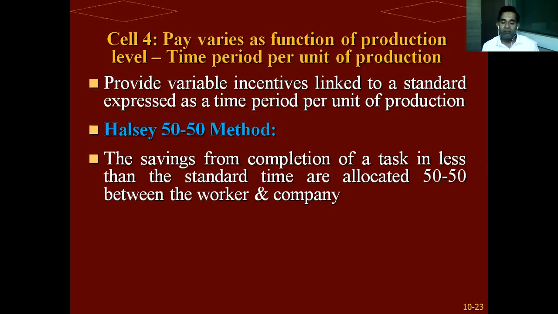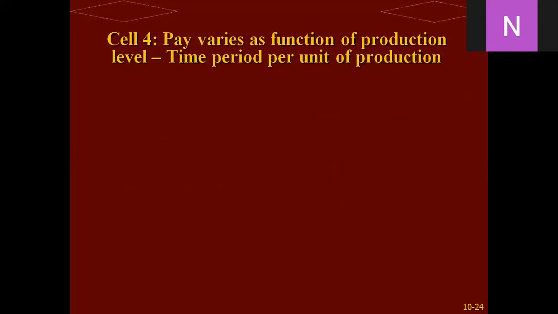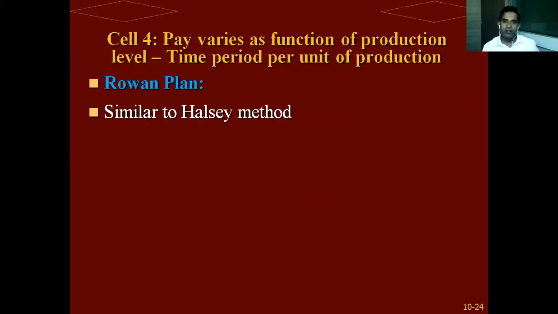So how much is half of 450? 225. Yes, 225 to the service engineer and 225 to the company. So I hope you understood that is the Halsey 50-50 method. Is it clear? Yes, sir. Very good. These are simple ones, not like the third cell ones, which were slightly complicated.